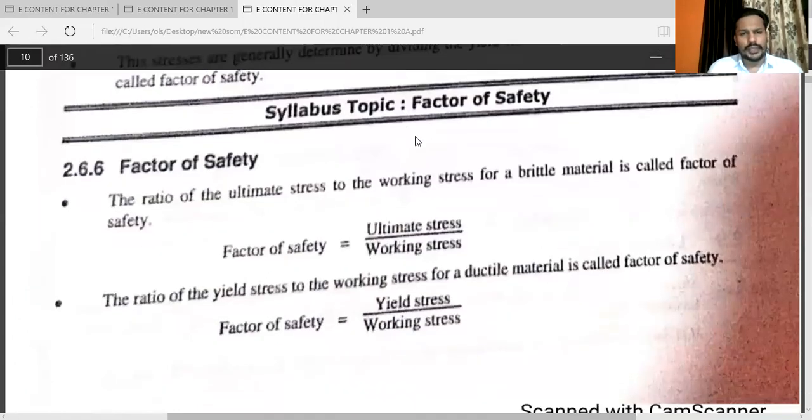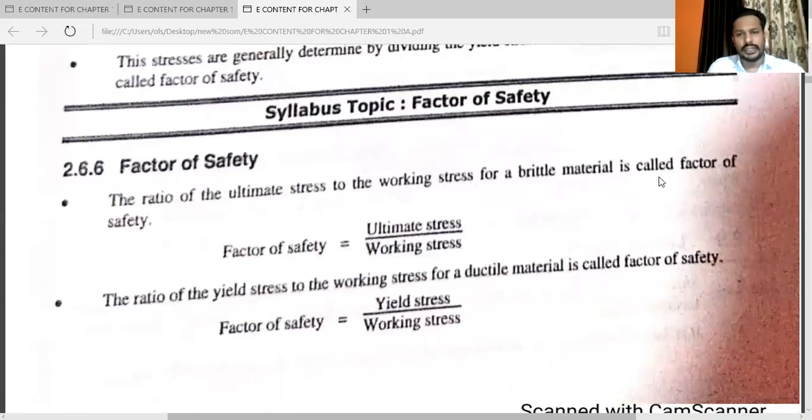See, the syllabus topic, factor of safety. The ratio of ultimate stress to the working stress for a brittle material is called as factor of safety. The factor of safety is nothing but ultimate stress upon working stress. Already I explained you what is ultimate stress and working stress. The ratio of yield stress to the working stress for a ductile material is called as factor of safety. See here, you can say yield stress upon working stress.